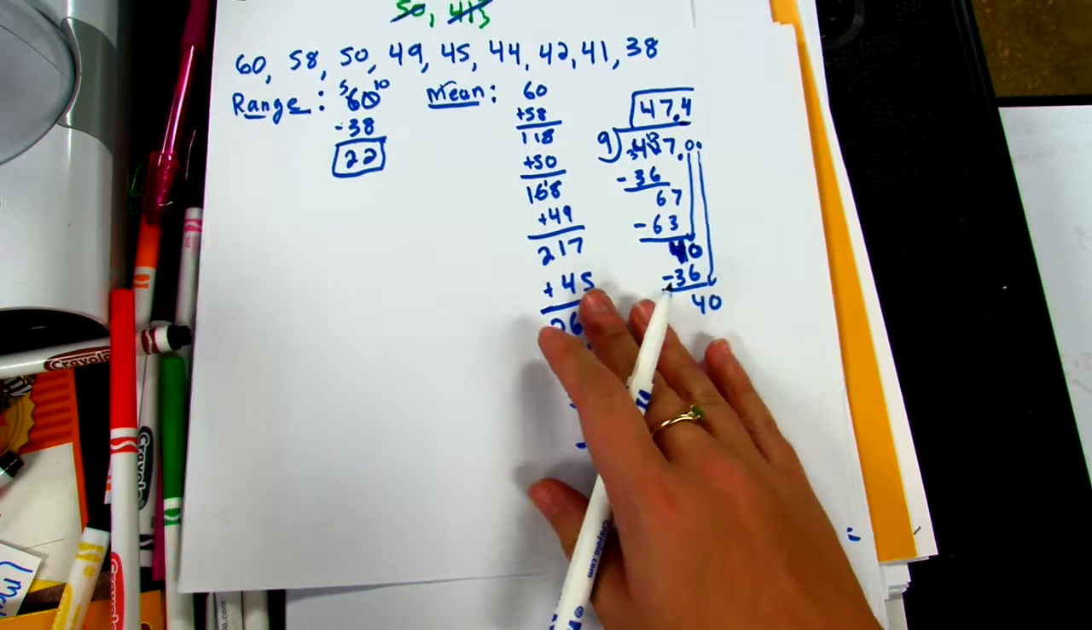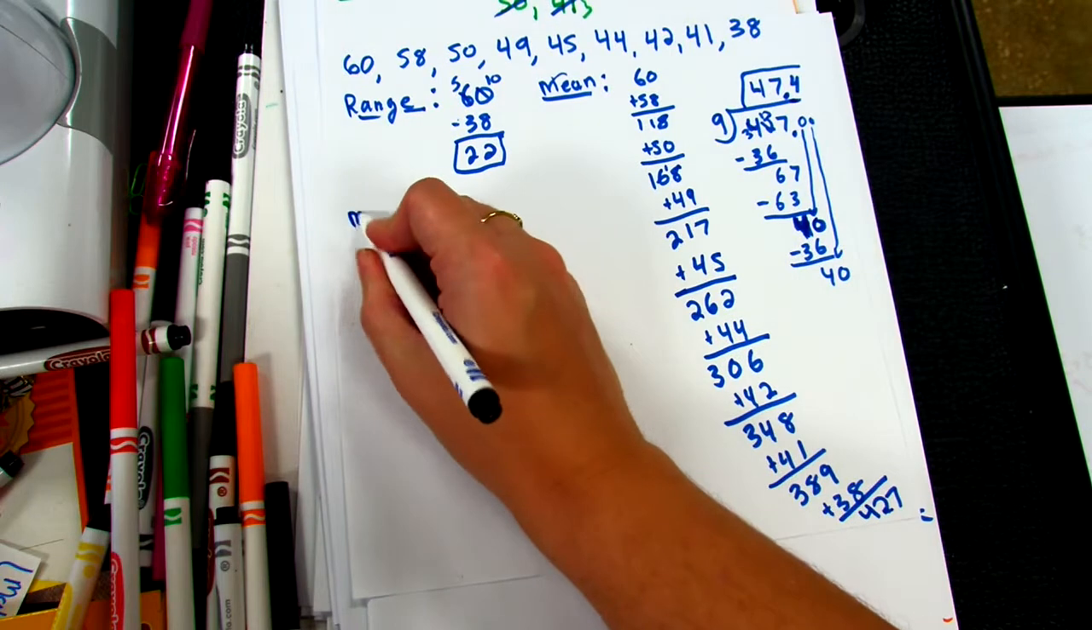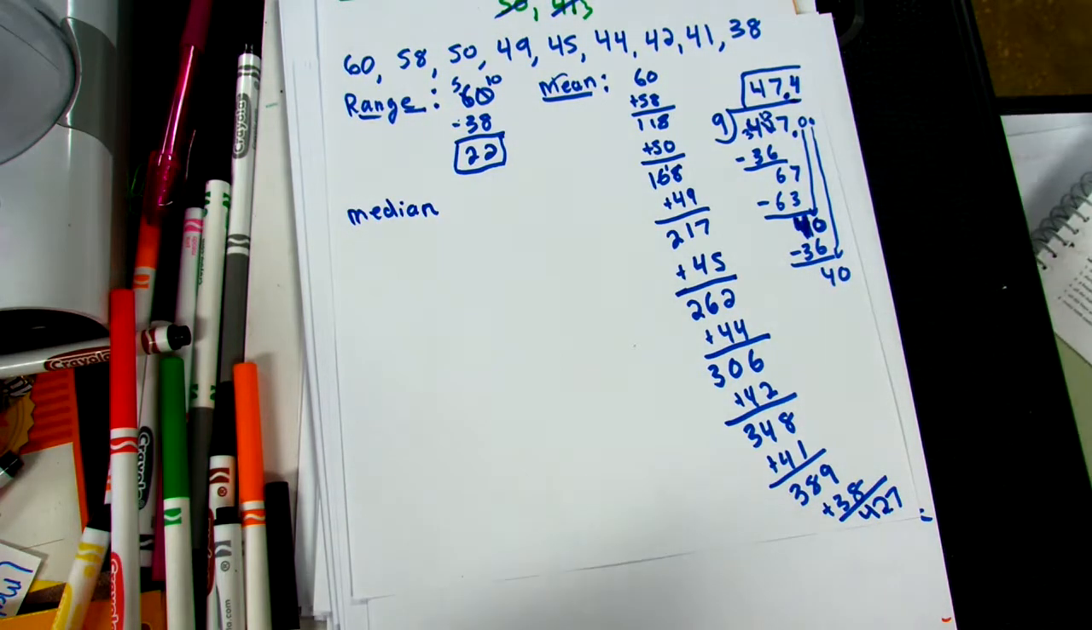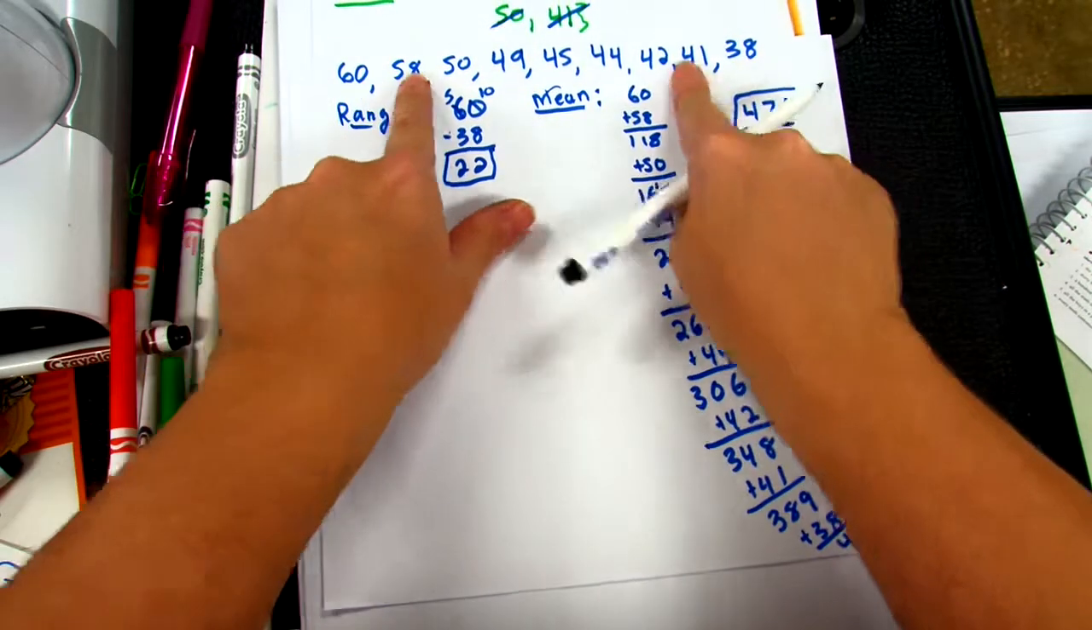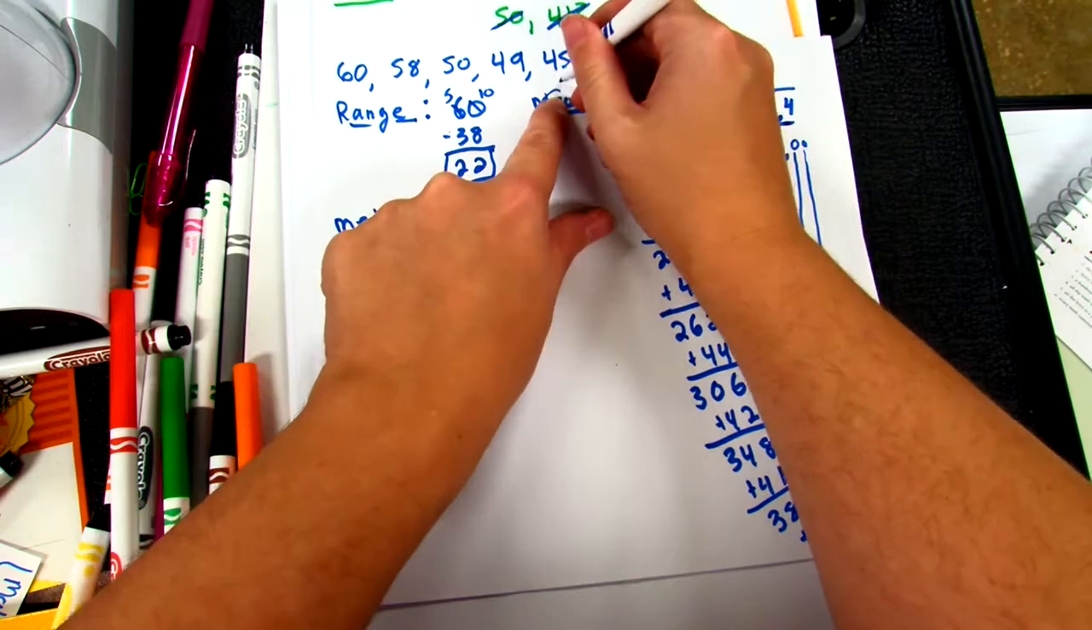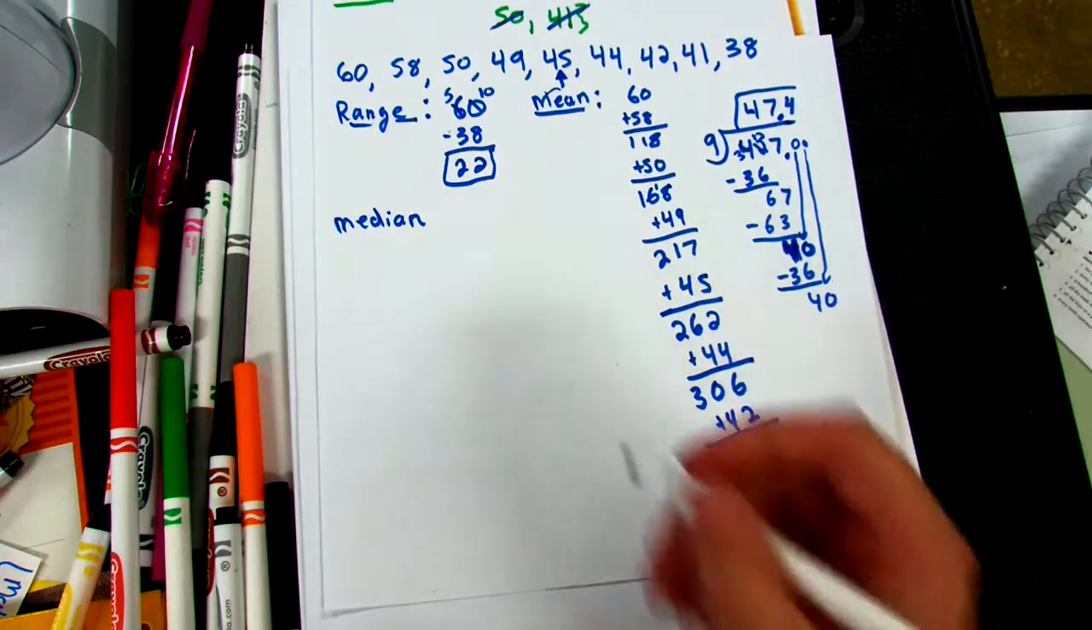Now we're going to find our median. So median is the middle number. Okay, so start at the edges and go 1 in, and then go in one more, and then 1 more, and then 1 more. So your middle number is 45.